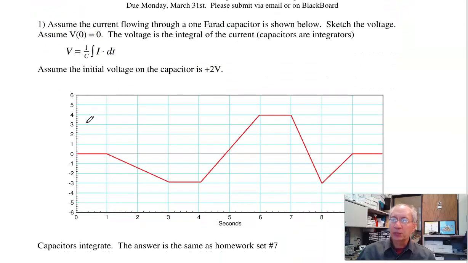So for example, suppose I have a capacitor. Its initial voltage is 2 volts, right here. This is the current going in. What's the voltage versus time? Well, to find that, you integrate, just like we did before. The integral is the area under the curve. So if I start out at 2 volts and I do nothing, I stay at 2 volts.